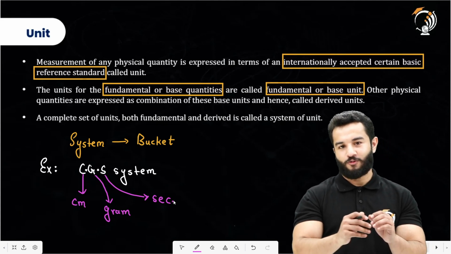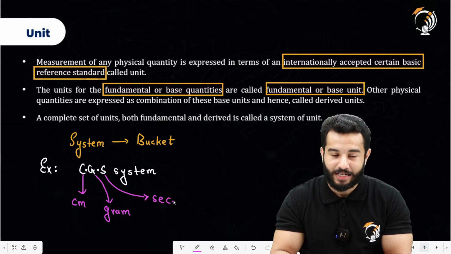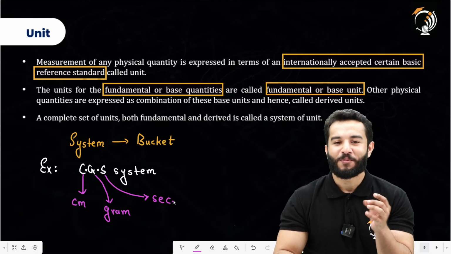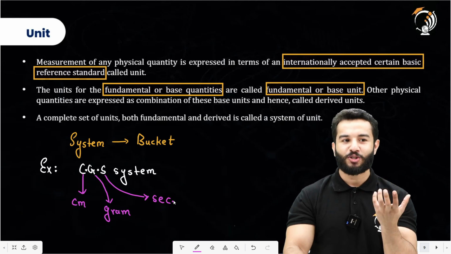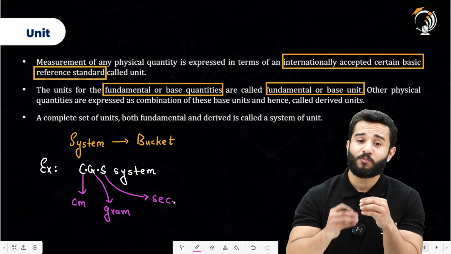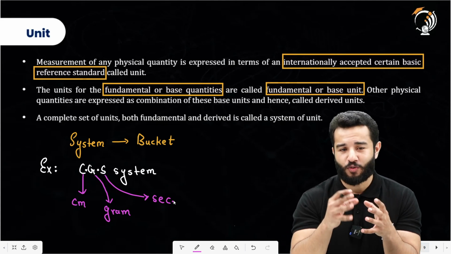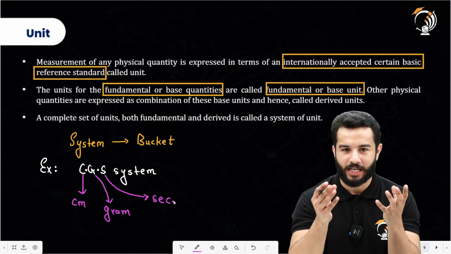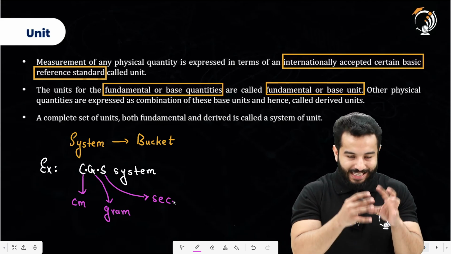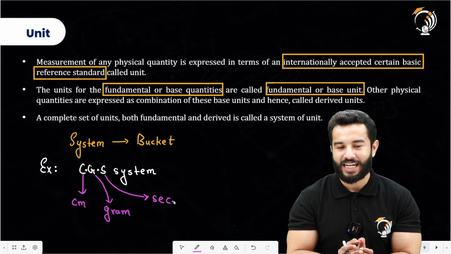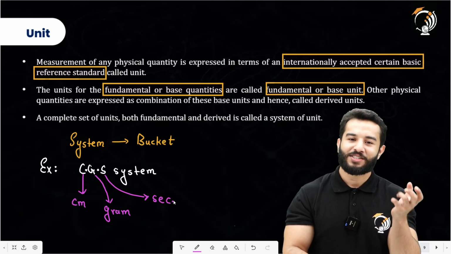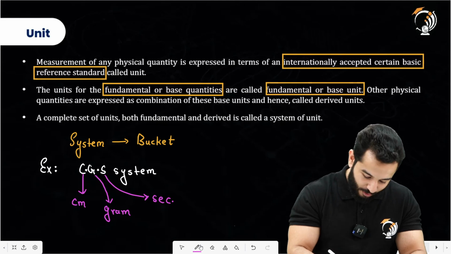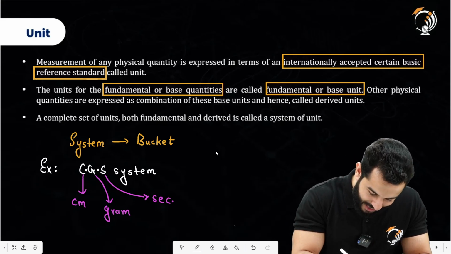Obviously we have four more fundamental physical quantities, but we have randomly chosen three of the fundamental quantities: mass, length and time. The reason could be that those are the most commonly used physical quantities in mechanics or in physics, right? So in the CGS bucket, we write certain physical quantities with certain special units.